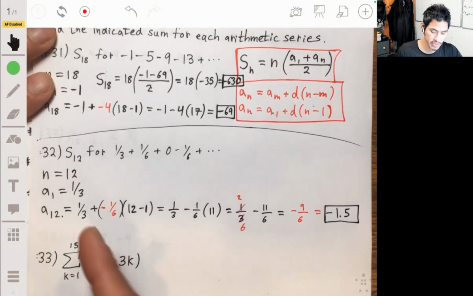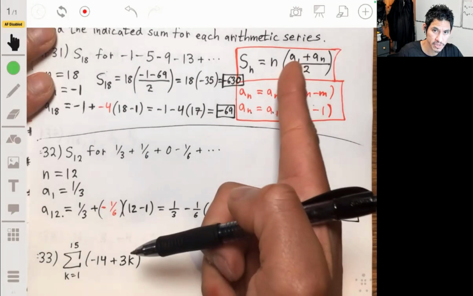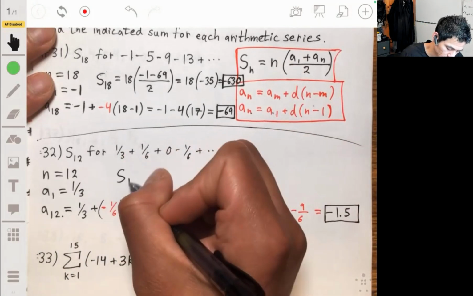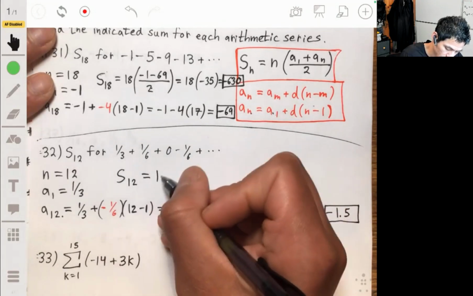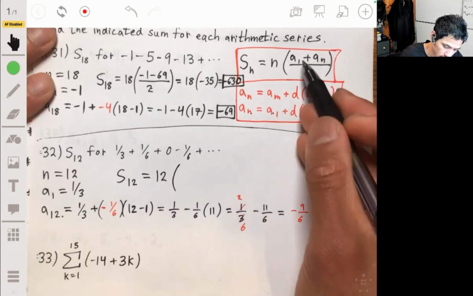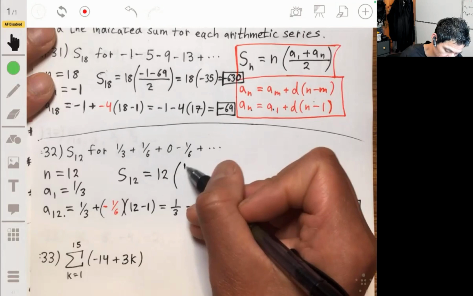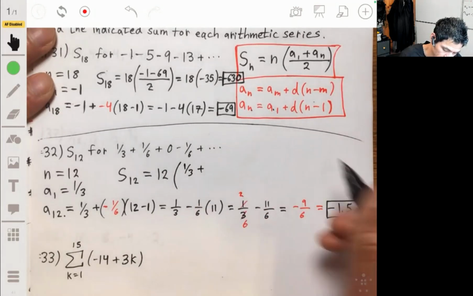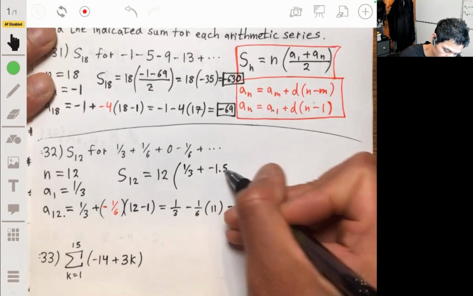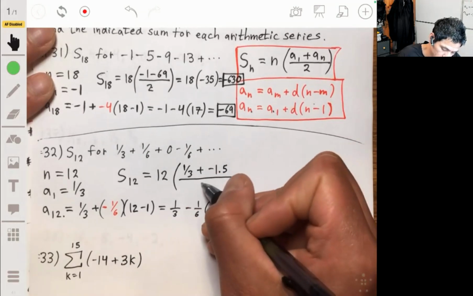Okay, so we have the three things we need. So we just use our equation for S12. That will be equal to 12 times A1, which is 1/3, plus An, so plus a -1.5, over 2.